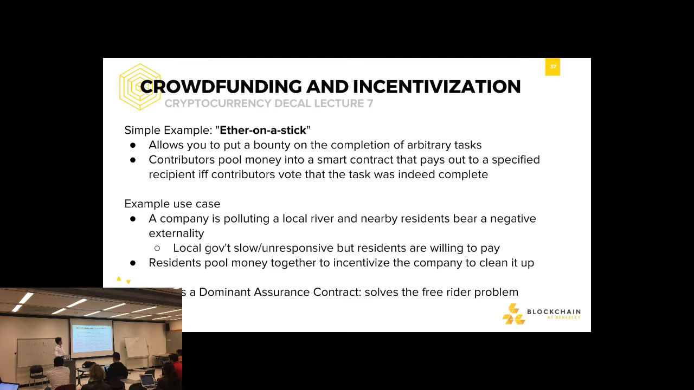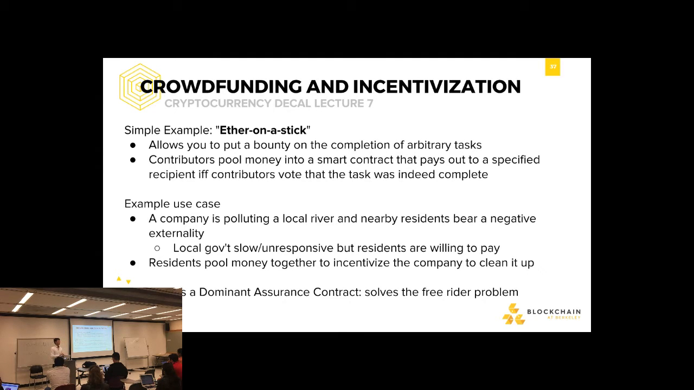Here's actually a hackathon project that me and Philip did last year. In general, Ethereum allows for trustless incentivization and crowdfunding. So we created a smart contract where these contributors can pool money into this contract that's going to pay out to some specified recipient if and only if they vote that this recipient completed some action by some due date. So our example use case of this is if a company is polluting some river nearby and the residents are unhappy, they're willing to pay for this cleanup because they're bearing the negative externality.